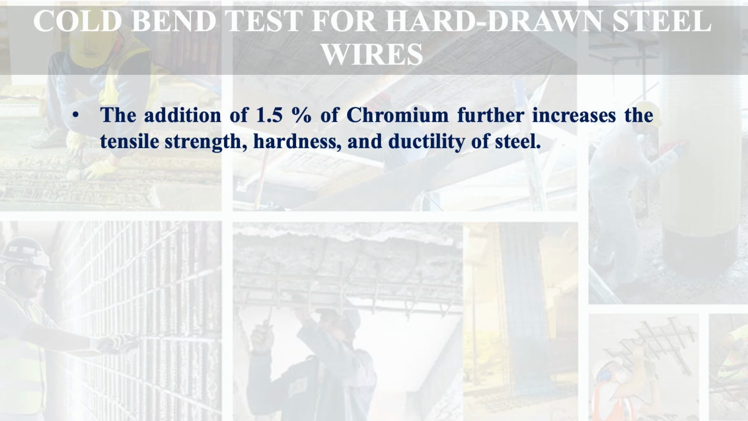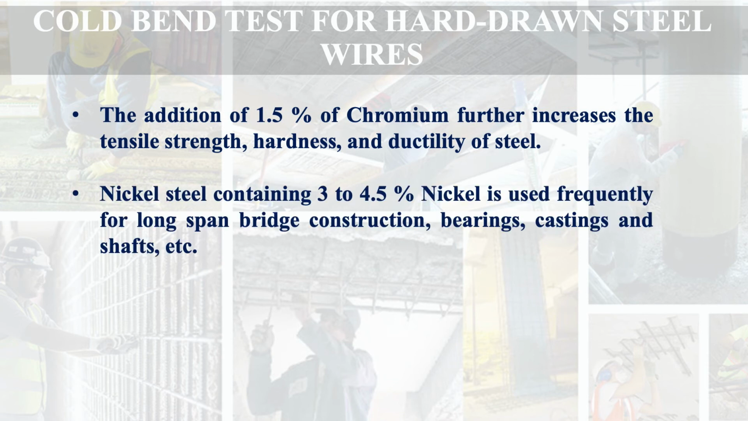The addition of 1.5% of chromium further increases the tensile strength, hardness and ductility of steel. Nickel steel containing 3 to 4.5% nickel is used frequently for long span bridge construction, bearings, castings and shafts, etc. Now let us move to chromium in steel or chrome steel.